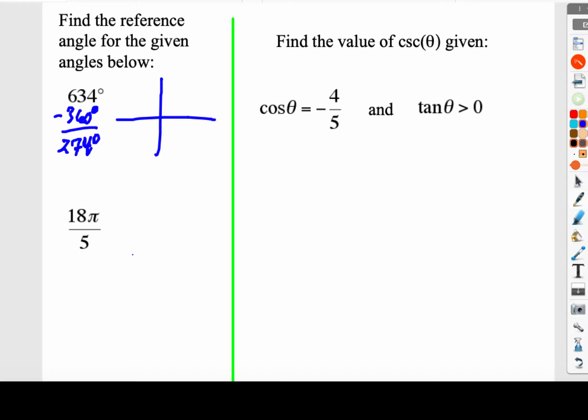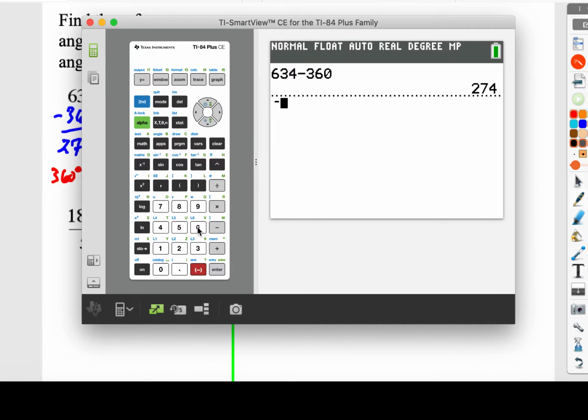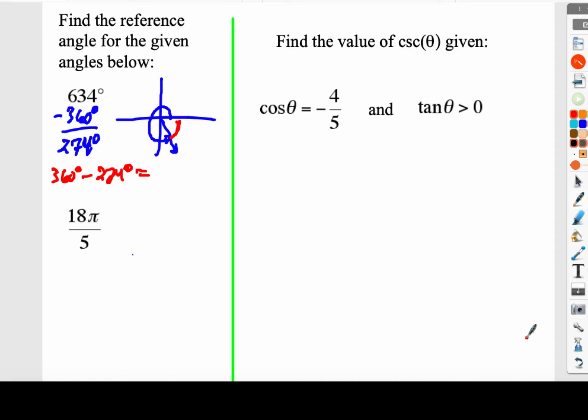So 274 degrees is our angle. That means we're going around here and about 4 degrees past 270. And remember that the reference angle will just be this leftover portion. So I'm going to want to take 360 minus that 274 and see what that remainder comes out to. Let's hop onto the calculator. 360 minus 274, and we'll end up with 86 degrees, which very simply is then our reference angle.